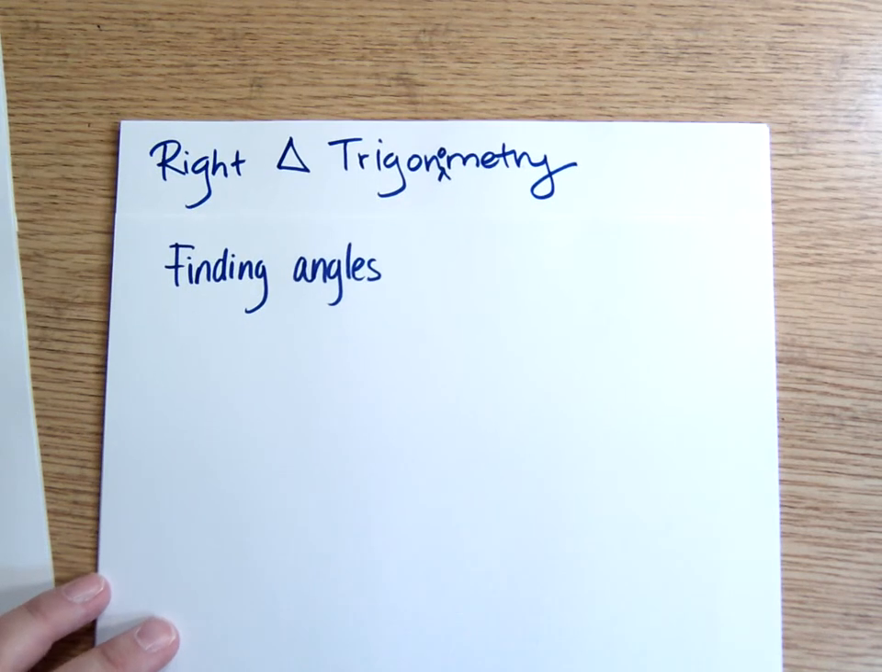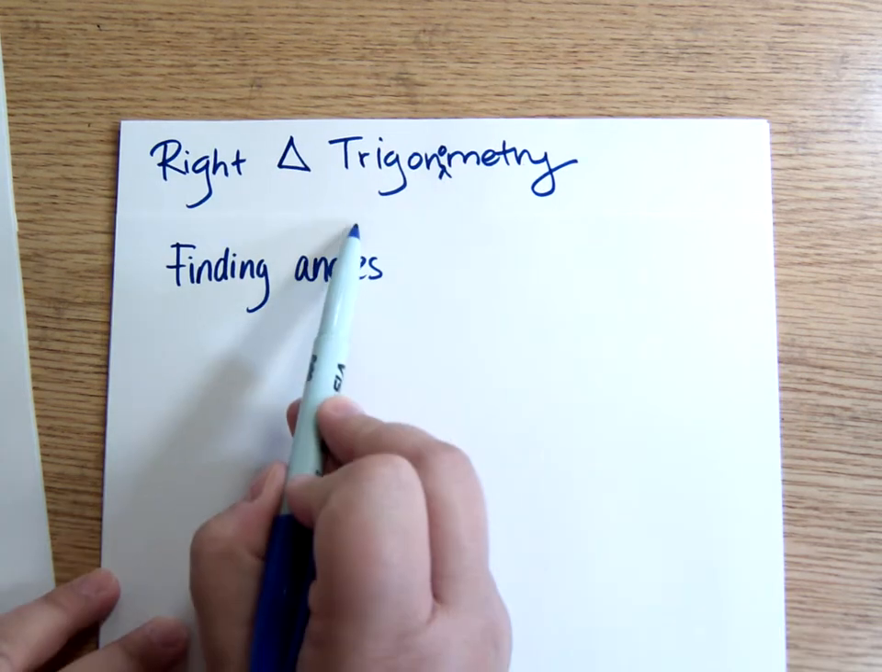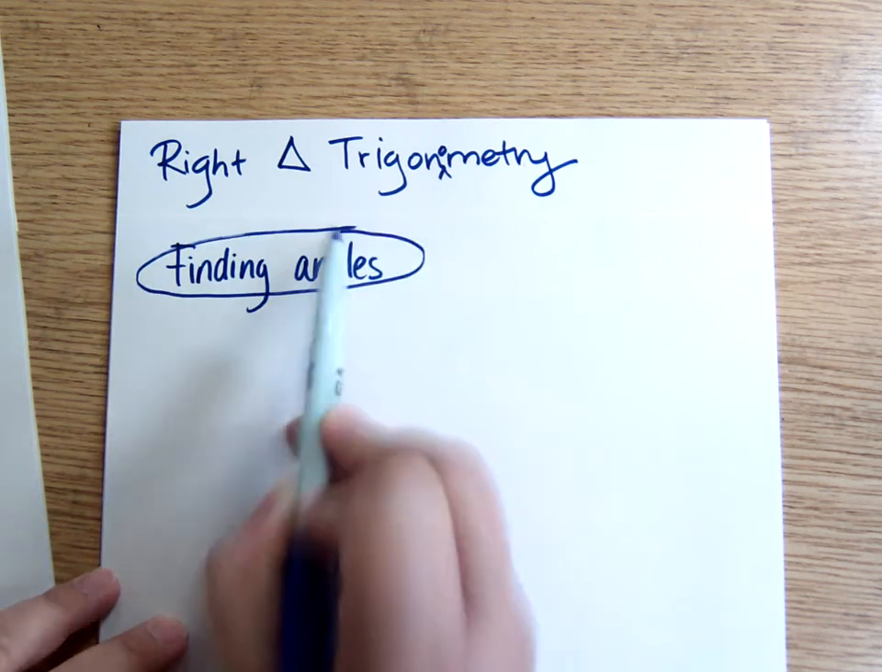So we are still working with right triangle trig. That means sine, cosine, and tangent. But now we're going to be finding angles. So let me just show you what this is based on.